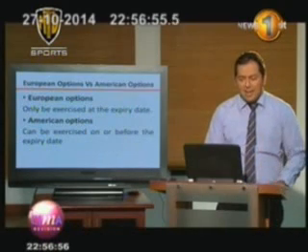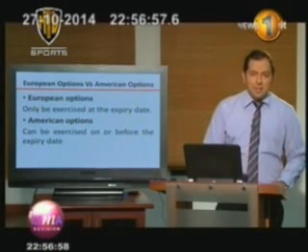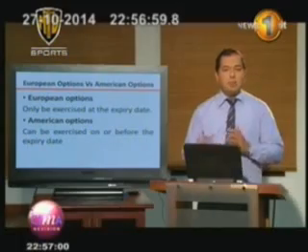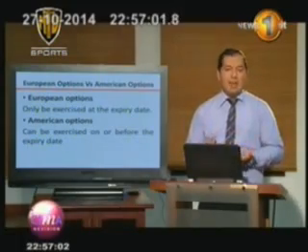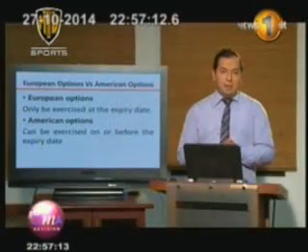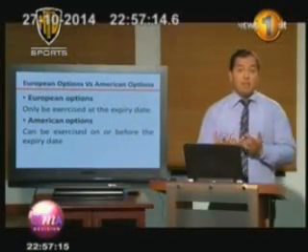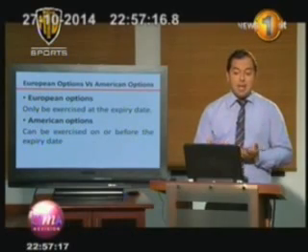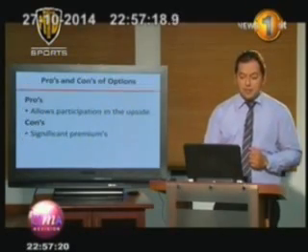We'll then look at your European options and American options. The fundamental difference between European options and American options is that European options can only be exercised on the date of expiry, whereas American options can be exercised on any day up to the date of expiry. Again, your American options would give you added flexibility when compared to your European options.